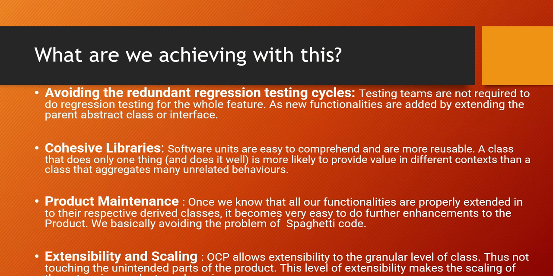Extensibility and scaling: OCP allows extensibility at the granular level of a class, thus not touching unintended parts of the product. This level of extensibility makes scaling of the enterprise product much easier, because you are adding new features in terms of new classes. Whenever you add features as new classes, unit testing also becomes much easier because you are not going to disturb any of the existing unit tests implemented for previous features. Whatever unit tests you introduce are for the new classes you are implementing. Thus unit testing is much faster and we can achieve good quality. Okay, so let's go with the example now.